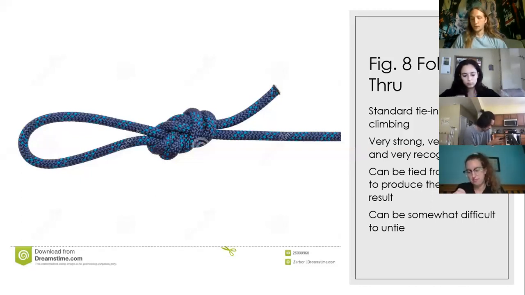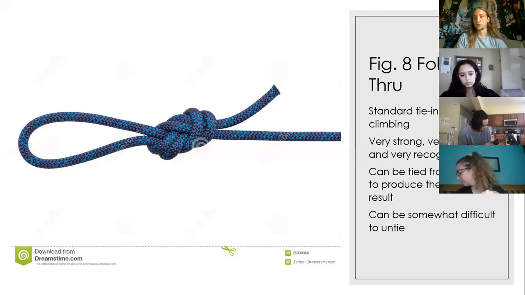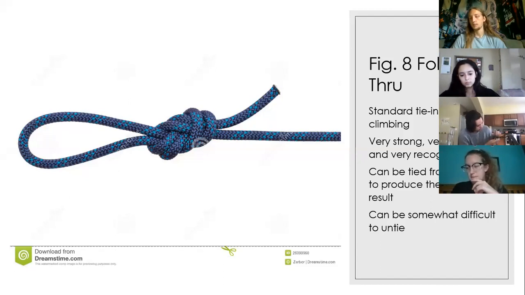The only problem with this knot is that if you don't properly tighten it down and seat it before you start using it and you take a bunch of falls on it, it can become somewhat difficult to untie. I would not say nearly as difficult as the double fisherman's, but it can bind down pretty bad, and it could maybe take a while to untie after you've taken some bigger falls or plentiful amounts of falls.